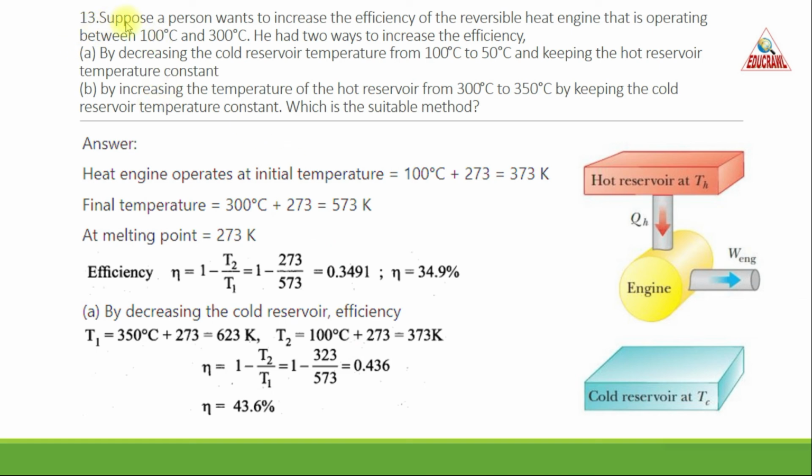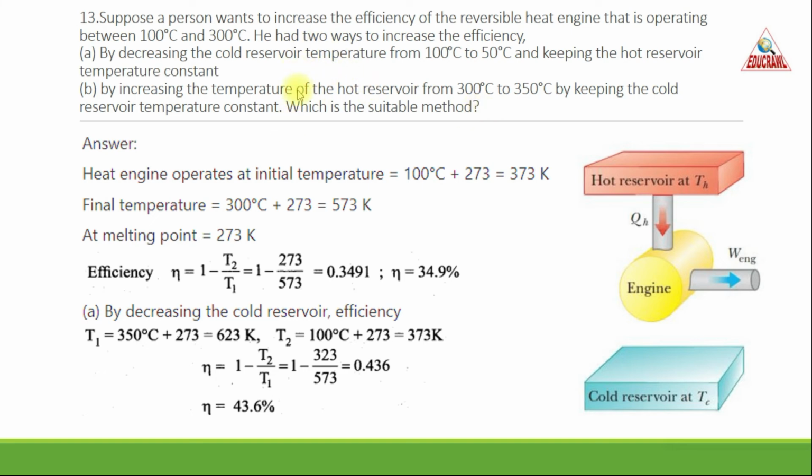Now the 13th problem. Suppose a person wants to increase the efficiency of a reversible heat engine that is operating between 100 degrees Celsius and 300 degrees Celsius. He has two ways to increase the efficiency. The first one is by decreasing the cold reservoir temperature from 100 degrees Celsius to 50 degrees Celsius and keeping the hot reservoir temperature constant. The second way is by increasing the temperature of the hot reservoir from 300 degrees Celsius to 350 degrees Celsius by keeping the cold reservoir temperature constant. Which is the suitable method?